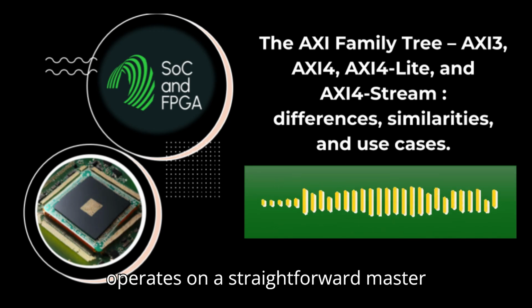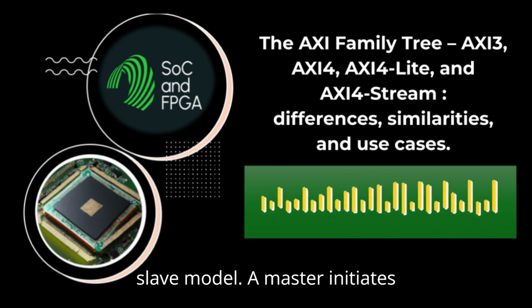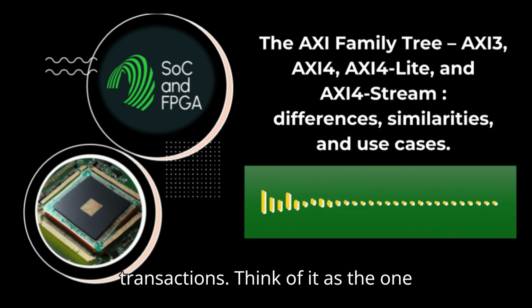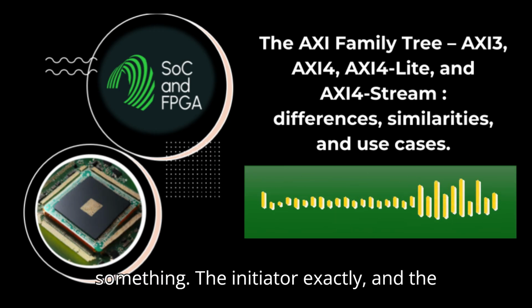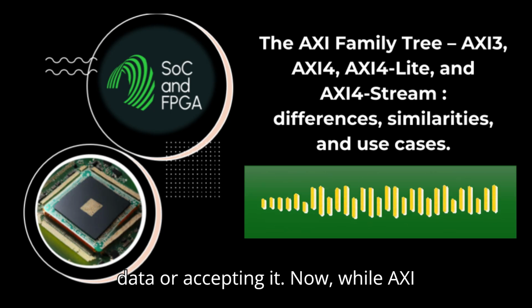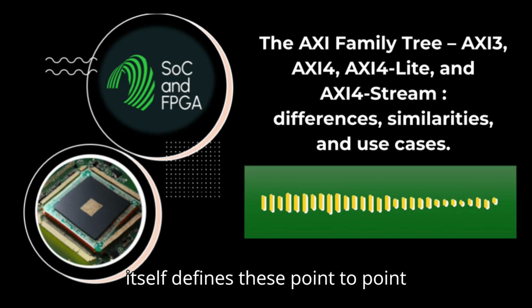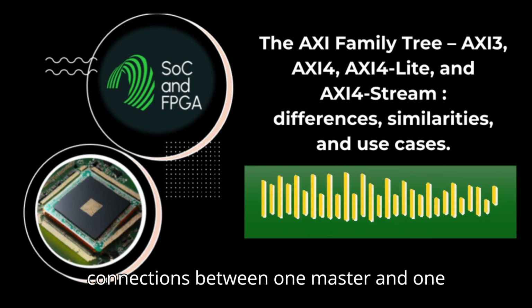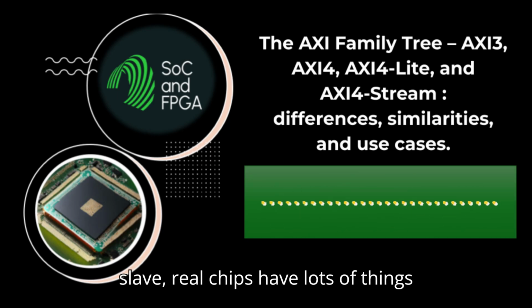AXI also operates on a straightforward master-slave model. A master initiates transactions. Think of it as the one asking for data or wanting to write something. The initiator. Exactly. And the slave is the one that responds, providing data or accepting it. Now, while AXI itself defines these point-to-point connections between one master and one slave, real chips have lots of things talking to each other.